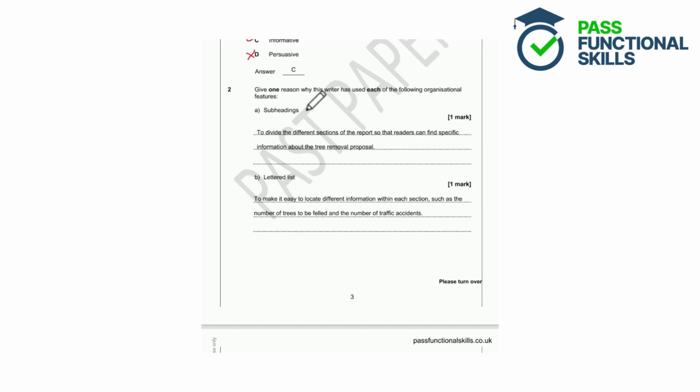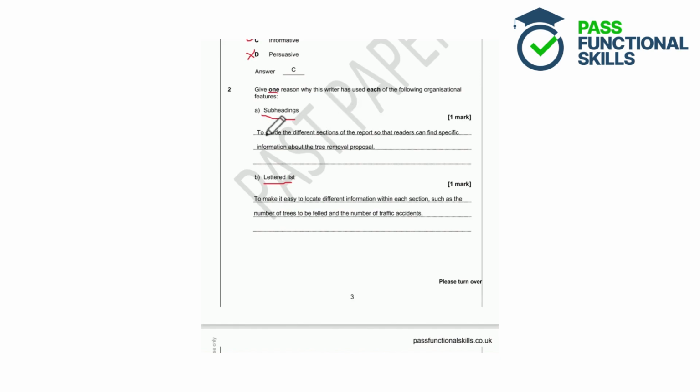Okay, so question 2, give one reason why the writer has used each of the following organisational features. So we've got A, subheadings, and B, a lettered list. So we need to look here as to why the writer has used these 2 different organisational features. And we only need to give one reason for each of their uses.